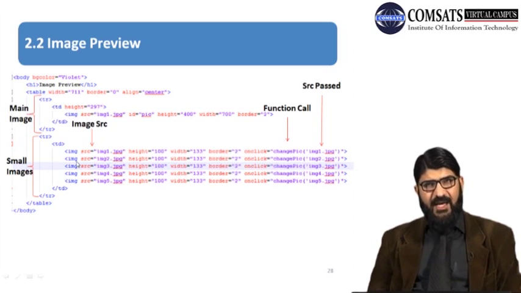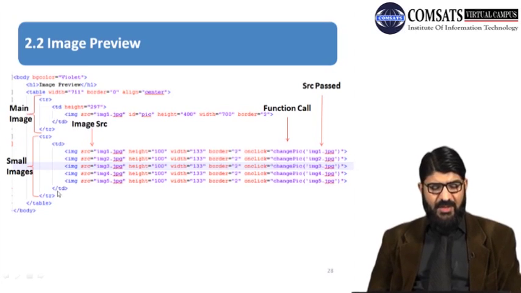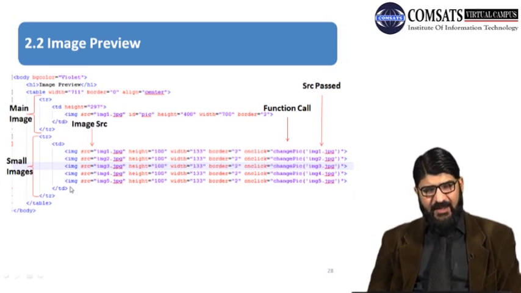And similarly for image 2, image 3, image 4 and image 5 accordingly. The height, the width, the border and the on click function are the same for all the images. So these are all small images which are mentioned inside the second row of the table. The data cell for the second row is closed, the row is closed, the table is closed, and the body tag is closed.